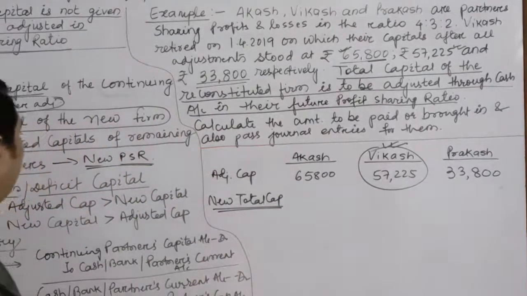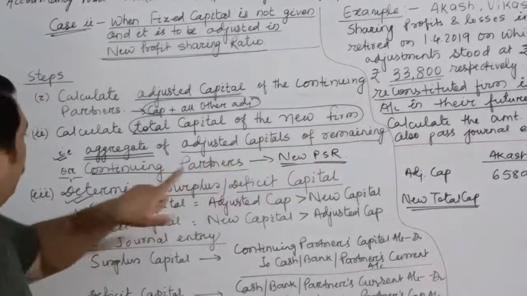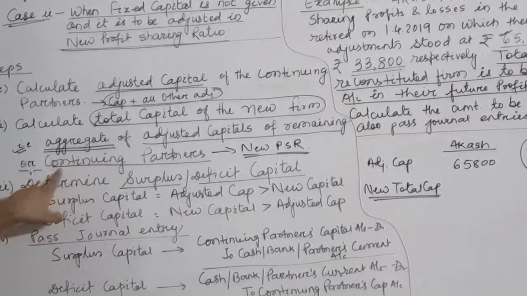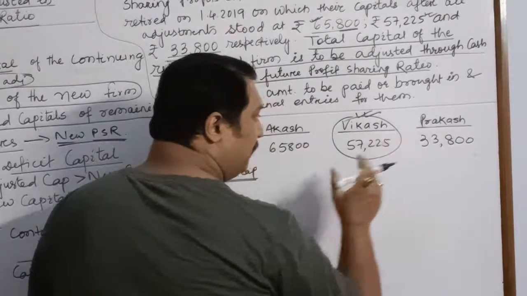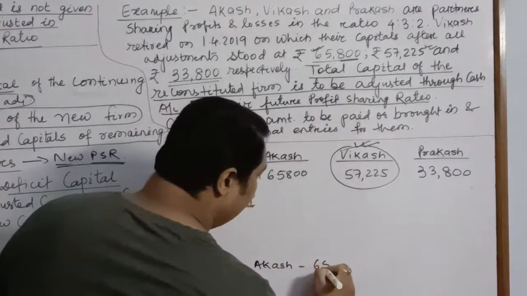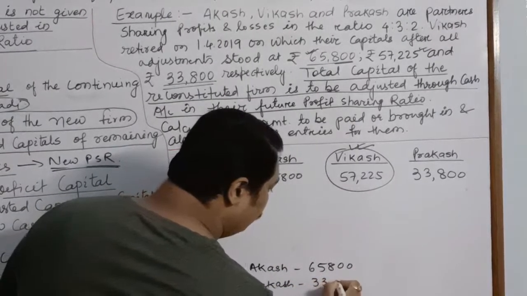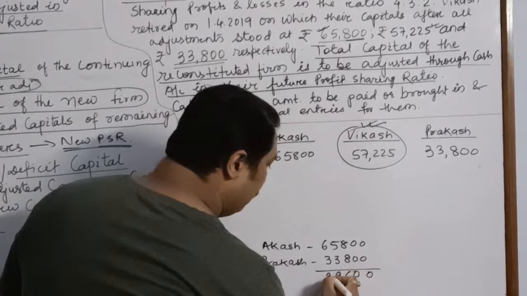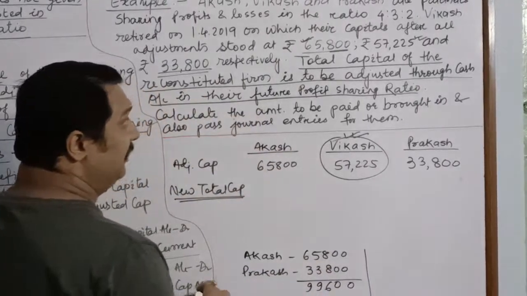Children, what step did I tell you in order to calculate the total capital? Calculate total capital of the new firm. How? By adding up the adjusted capital of remaining or continuing partners. Who all are remaining or continuing partners? They are Akash and Prakash. So what will be their total capital? Capital of Akash is 65,800 and Prakash is rupees 33,800. So if you add them, the total is 99,600, and this must be distributed in the new profit sharing ratio.